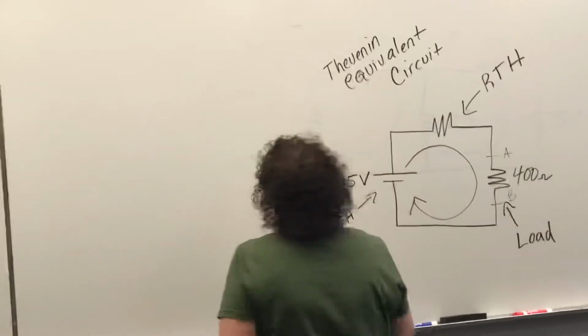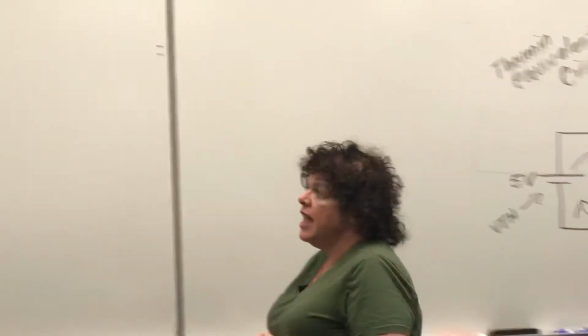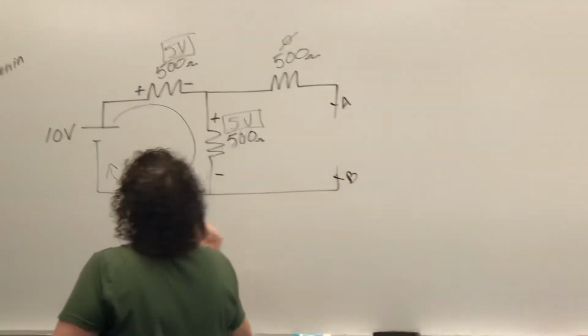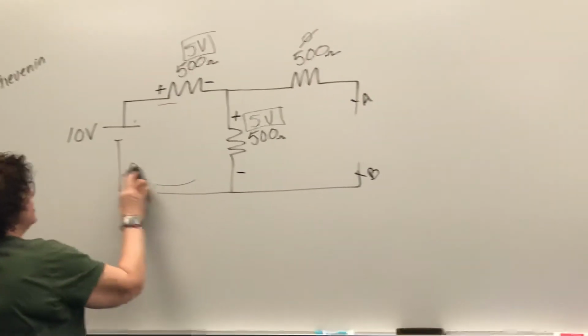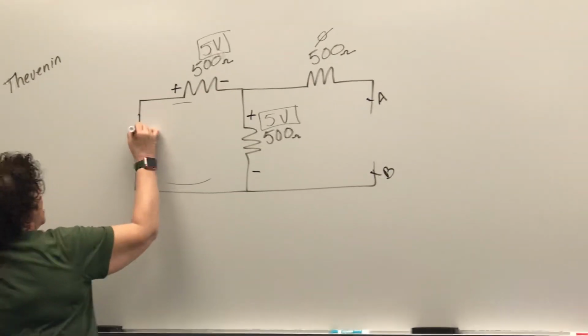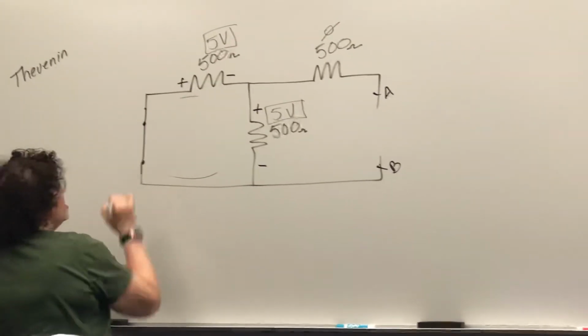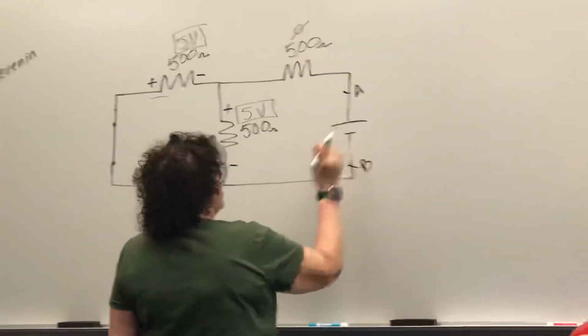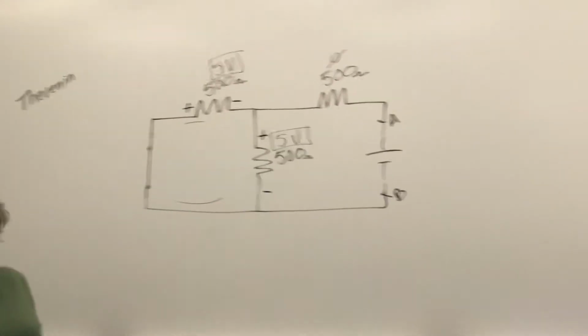Now we have to get RTH. With RTH, we basically short batteries and open currents. So this is the battery. We're going to short the battery, okay? Then we're going to put a pretend battery or an I here. It's either the look-back method or a pretend battery.